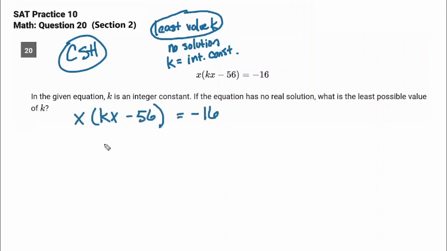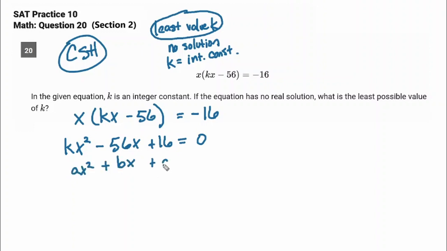Just PEMDAS. Get rid of this parentheses. If you do that, you'll see you have a quadratic equation. x times kx is kx squared minus 56x. If you move negative 16 across the equal sign, it's plus 16 equals 0. What's the quadratic equation? It's ax squared plus bx plus c equals 0, and you have the same form.